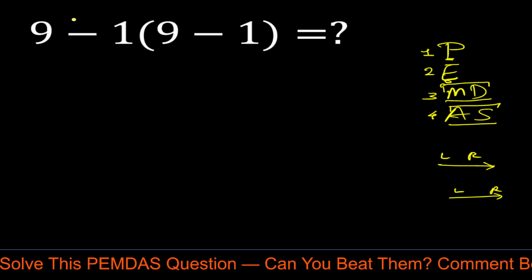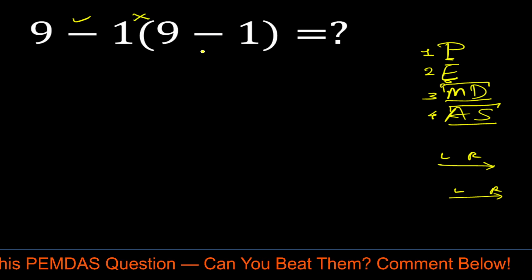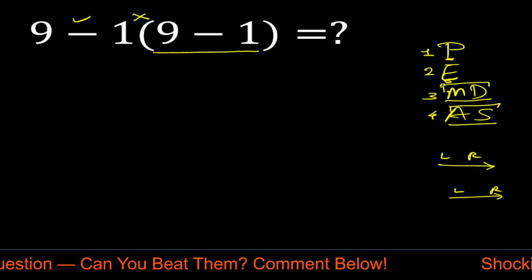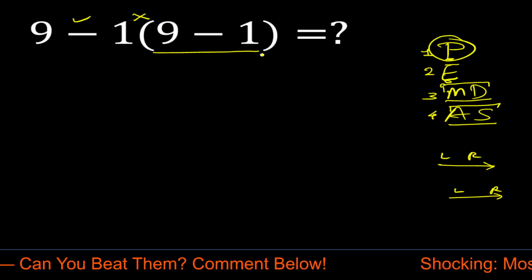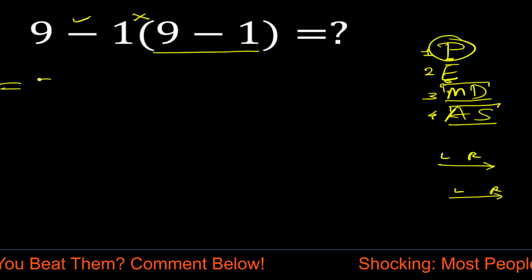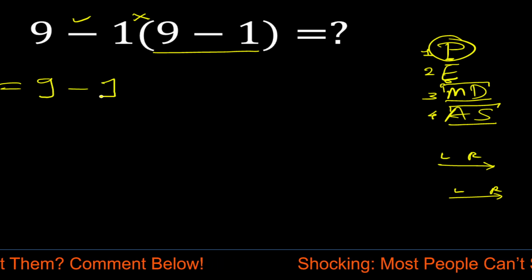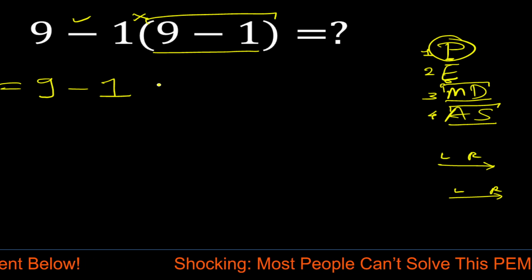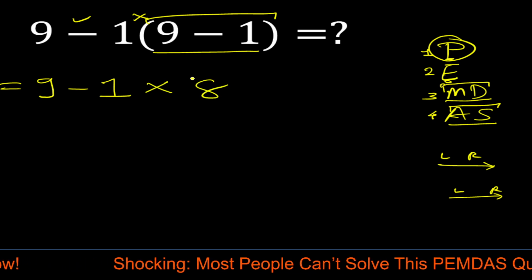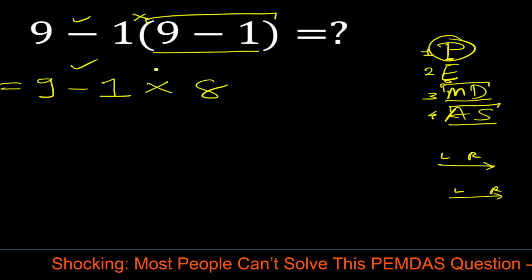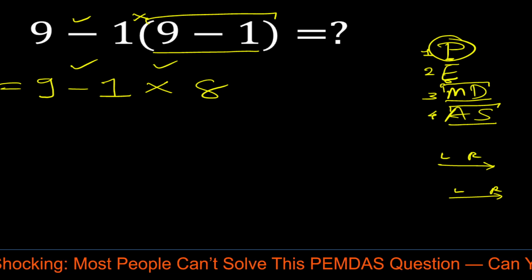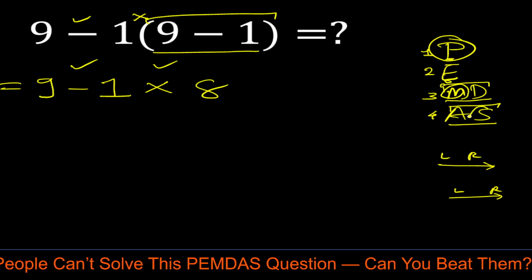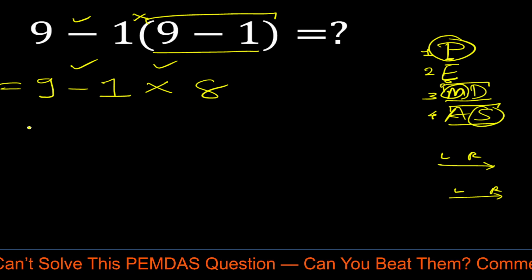So in this question, here we have subtraction, here multiplication, and here we have one parenthesis, right? So according to the PEMDAS rule, first we have to solve the parenthesis. So now 9 minus 1. Now solve this parenthesis. 9 minus 1 is equal to 8. So times 8, right? Now here we have subtraction and here multiplication. So according to the PEMDAS rule, first we have to solve multiplication. Then we have to solve subtraction, right?